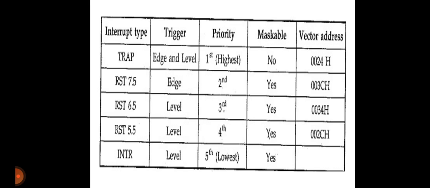The next one is the RST 5.5 interrupt. This is level triggered and the priority is fourth. This is also a maskable interrupt and its address is 002CH. The last interrupt is the INTR interrupt. This is also level triggered and has the fifth, lowest priority. It is also a maskable interrupt and it does not have a vector address.